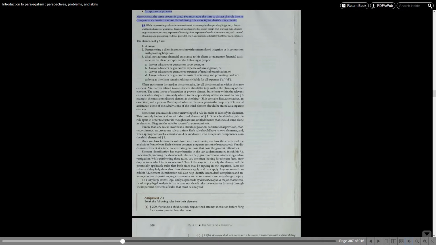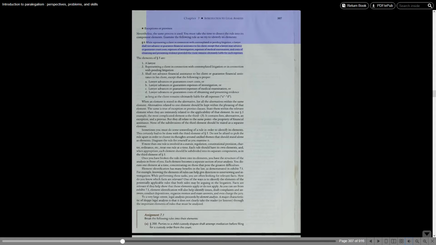Examine the following rule as we try to identify its elements. 5. While representing a client in connection with contemplated or pending litigation, a lawyer shall not advance or guarantee financial assistance to his client, except that a lawyer may advance or guarantee court costs, expenses of investigation, expenses of medical examination, and costs of obtaining and presenting evidence, provided the client remains ultimately liable for such expenses.